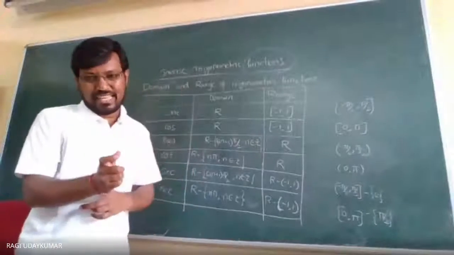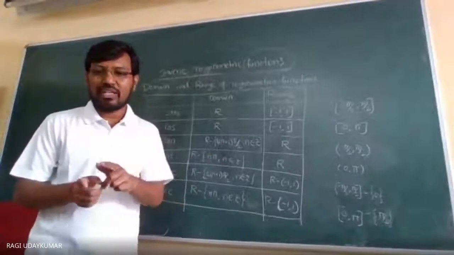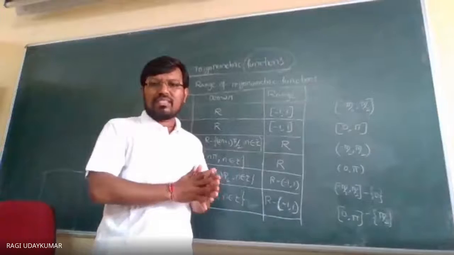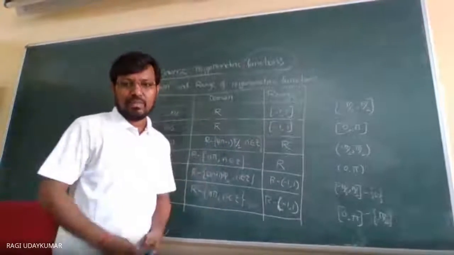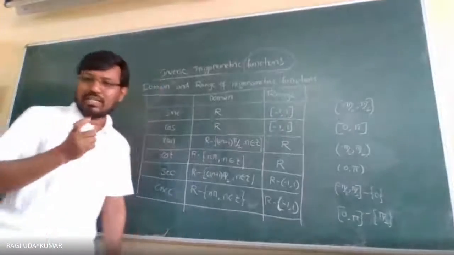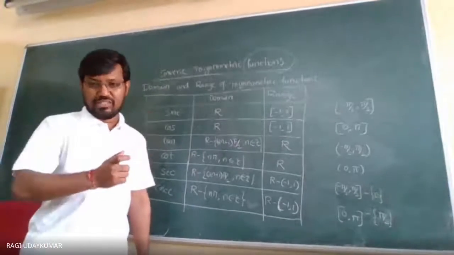have the domain and range. The difference between the trigonometric function and the ratio: a ratio is nothing but a fixed value. Sine ratio will be there. And a trigonometric function is nothing but a function that will have the domain and range.